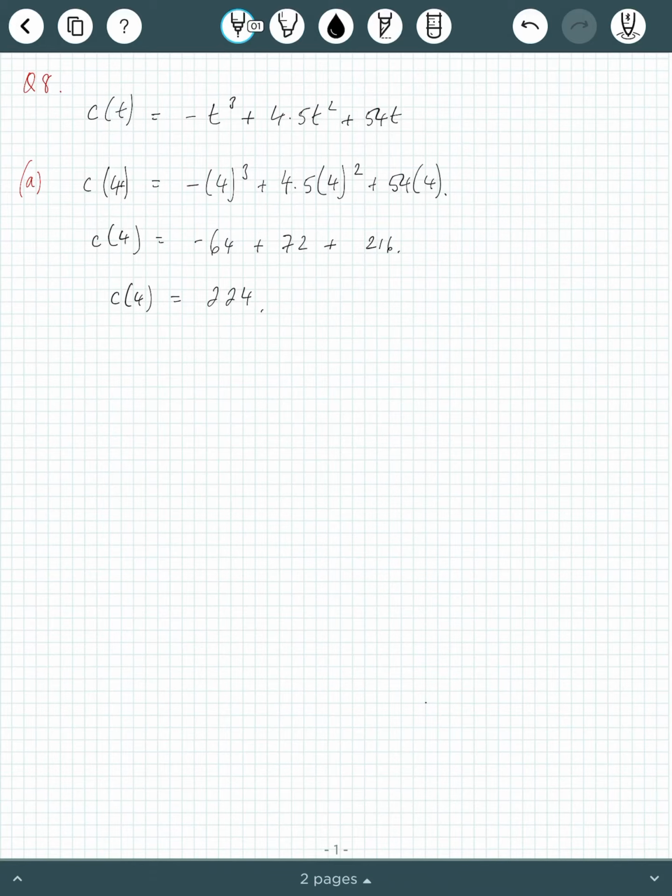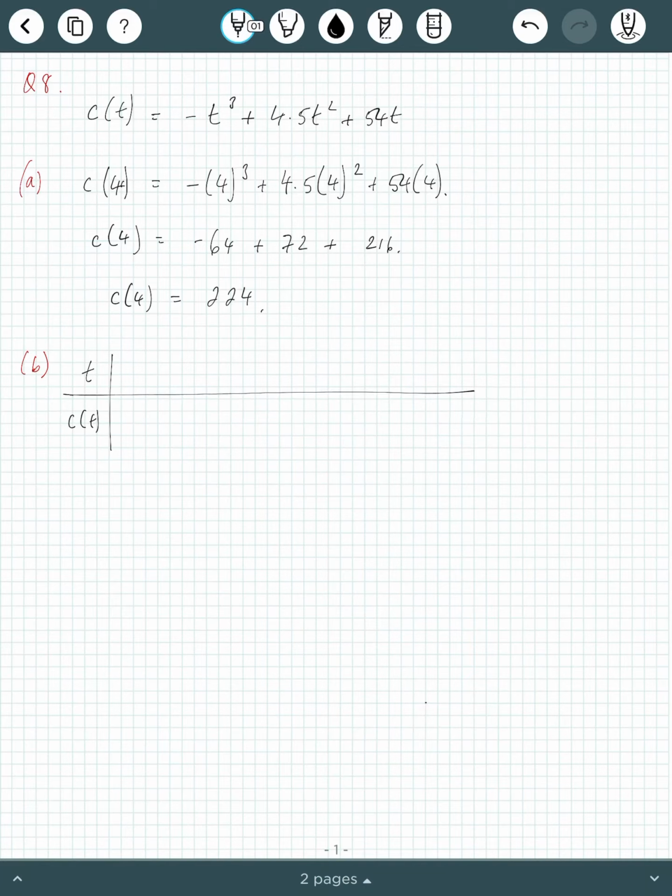Now, B part. The B part here is use the function C of t to complete the table below. So again, like I've taught you boys, you should plug this function into your calculator, and then you'll be able to list out your coordinates to sketch your graph then for part C. So hopefully you've done that and you've gone into your calculator, and you can put in your t and then your output, which is C of t.